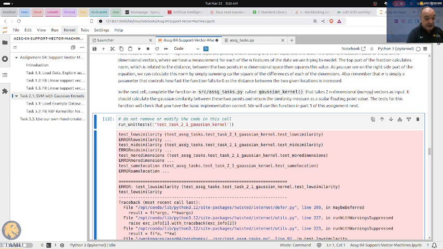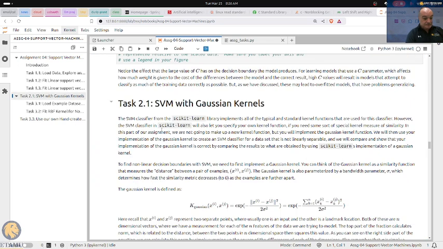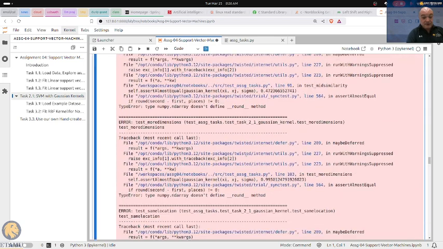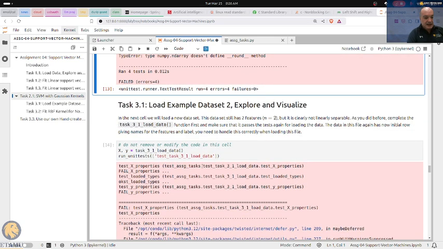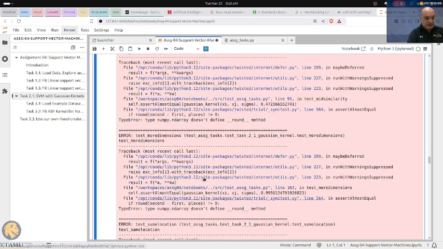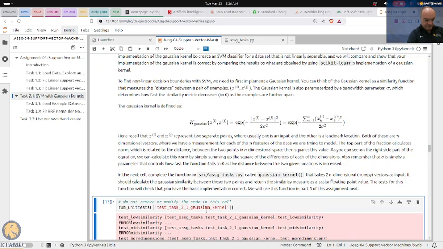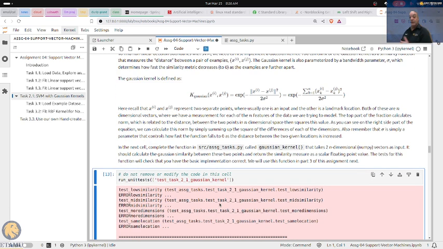Task 2, I should fix the headers for that, is really just to implement a function to do the Gaussian kernel yourself. The notation can look a little bit scary, but it shouldn't be all that tough to translate. In fact, this should be pretty similar to some of the examples in the lecture notebook. There are already some examples of how the Gaussian kernel works.